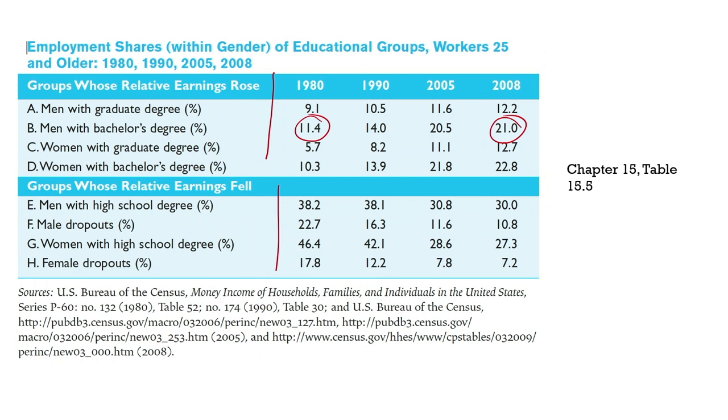If you look at the group C, which is in the upper panel, women with graduate degree, their employment share also increased significantly from 5.7 to 12.7%, and women with bachelor's degree increased from 10.3 to 22.8%. If you look at the lower panel, groups whose relative earnings fell, these are men with high school degree fell from 38% to 30%, male dropouts 22% to 10%, women with high school degree 46% to 27%, female dropout 17.8 to 7.2%. So, what are the key insights from this table here?